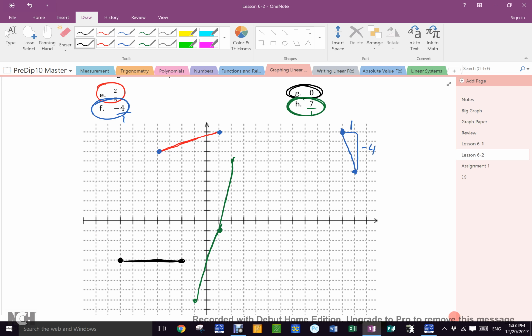Of course it would not, and here is why. If I go down there, that's negative 7, yes? And if I go that way, that's negative 1. Negative 7 divided by negative 1 is positive 7. Okay? Everybody good?